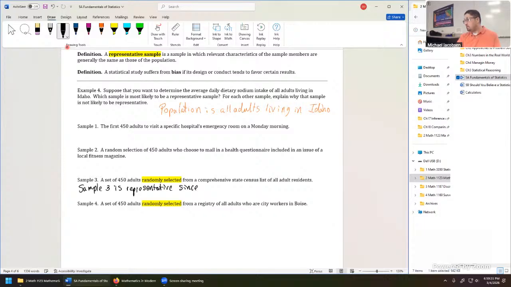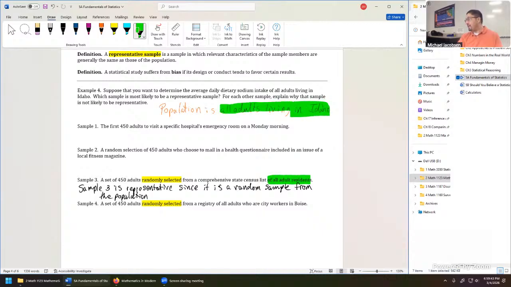Since it is a random sample from the population. So again, when it said all adult Idaho residents, we matched up the population. And yeah, I agree with what you said there, Echo.